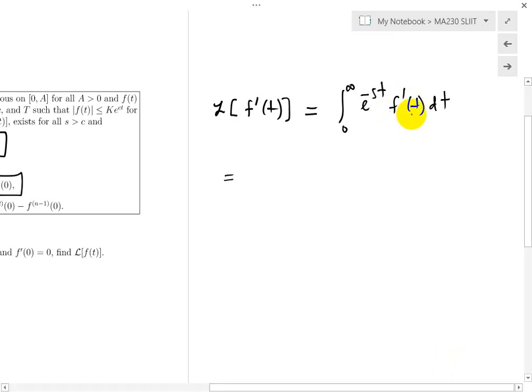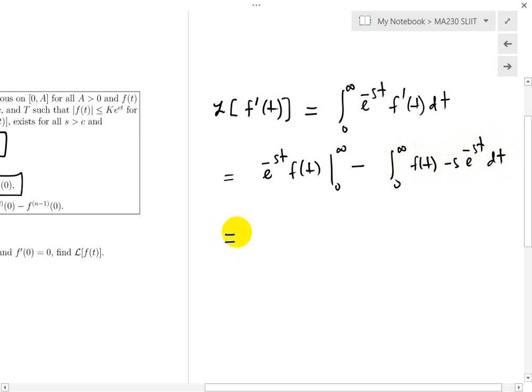So you have the derivative, so you can integrate that part. So e to the minus st f(t), and the limits are 0 to infinity. Then you have the integral from 0 to infinity of f(t) times minus s e to the minus st dt.